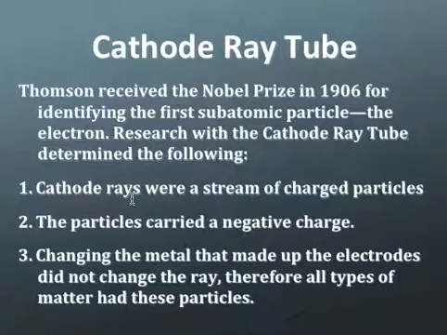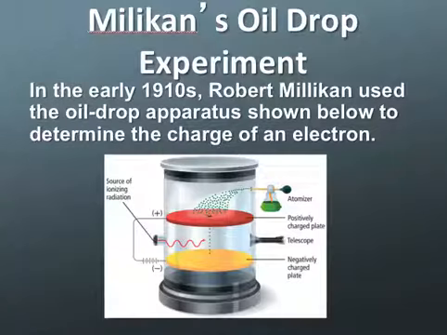But the things I want to make sure that you do know is, one, cathode rays were a stream of charged particles. Of course, we found this by using electromagnets. The particles carried a negative charge, okay? And changing the metal that made up the electrodes on either end of that cathode ray tube did not change the ray itself. Therefore, they concluded that all matter must have these particles in it.